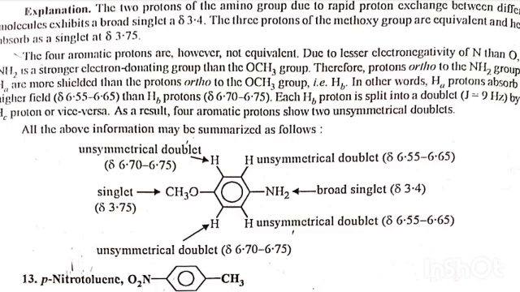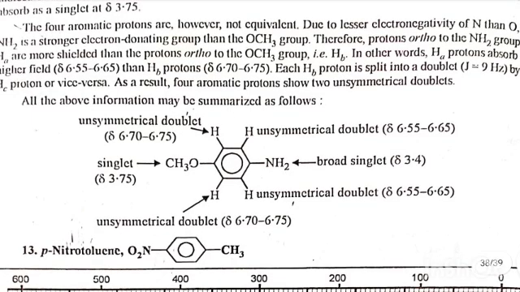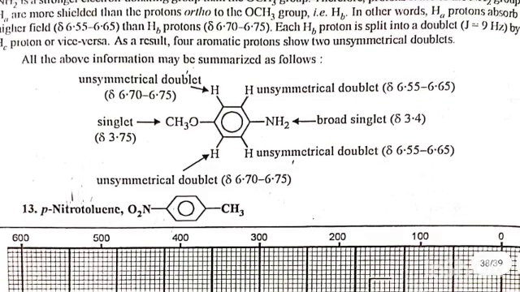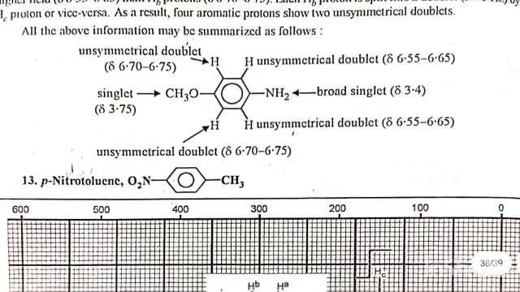In other words, HA protons absorb at a higher field, that is delta 6.55 to 6.65, than HB protons, delta 6.70 to 6.75. Each HB proton is split into a doublet, J equals 9 Hz, by the HA proton or vice versa. As a result, the 4 aromatic protons show 2 unsymmetrical doublets.